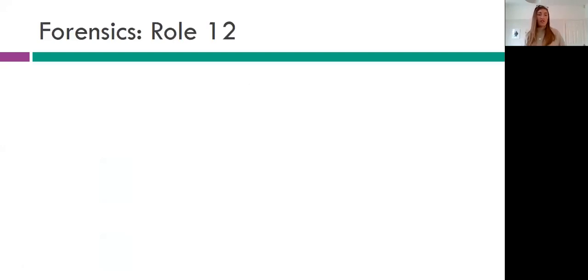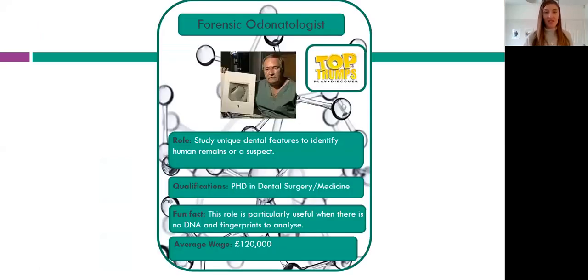Okay, so forensic job role number 12 is one of those roles that is normal, and then as soon as you do it within the law, it becomes forensic. So you'll all have probably visited this person at some point in your life, but just not in a forensic environment. So the job role is a forensic odontologist.